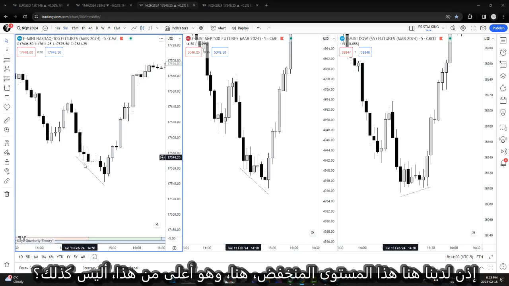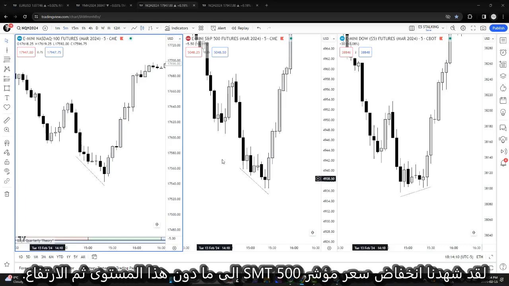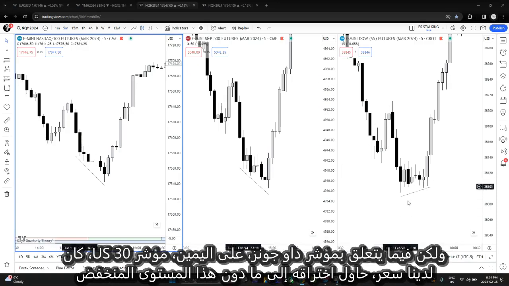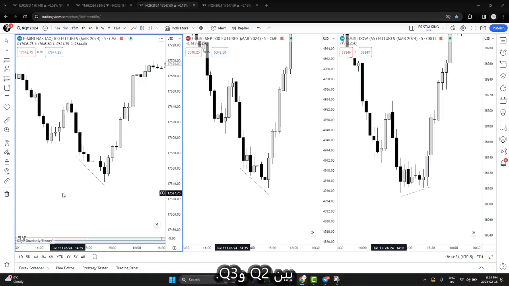So right here we have this low being higher than this one, right? So price ran below this low, then rallied. In the S&P 500, we had price run below this low, then rally. But in regard to the Dow Jones, US 30, we had price try to break below this low but fail to do so, right? In between Q2 and Q3.